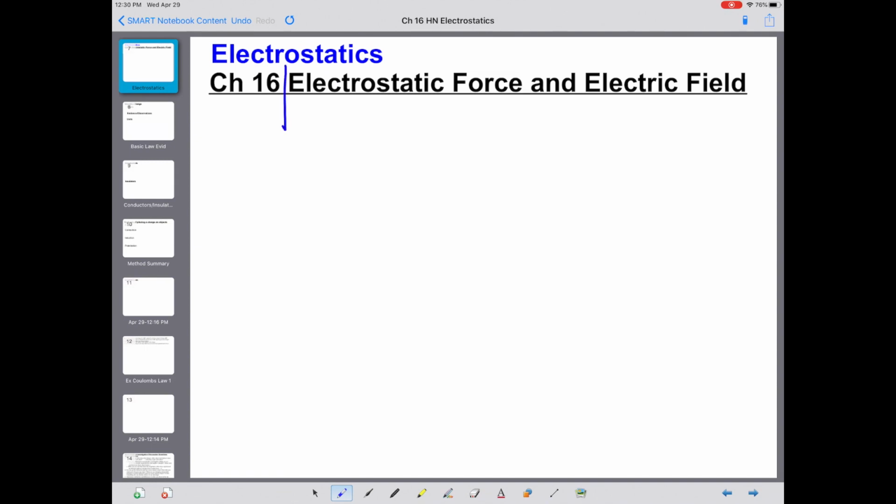So the basic idea of electrostatics, we're dealing with charges at rest. Now, when we say at rest, basically what we mean is that there's no net or organized motion. In other words, you may have random motions, but there's not a net movement of charges from, say, point A to point B. That would be a dynamic application.